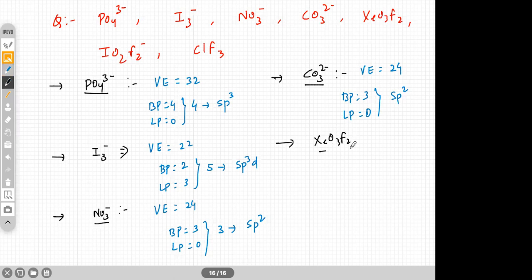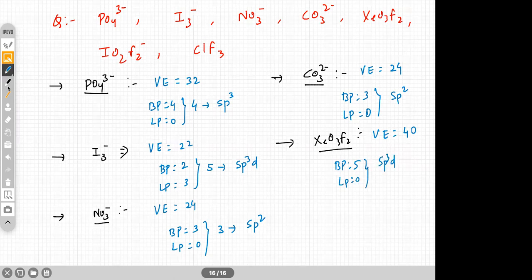XeO3F2. Tell me, valence electrons. VE is 8 plus 14. No, it's 40, not 30. It's 40. Yeah. Bond pair is 5, lone pair is 0. So it is sp3d hybridization, trigonal bipyramidal.